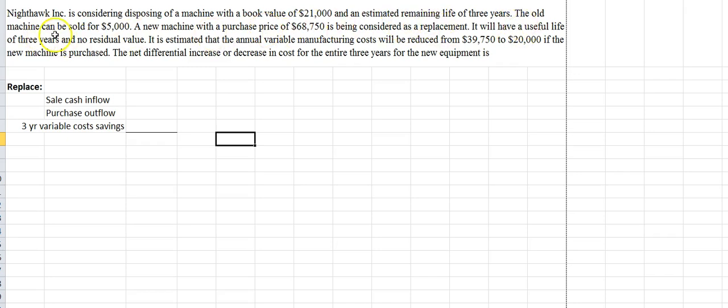The old machine can be sold for $5,000, right? So cash inflow is $5,000 if you sell the machine. It says a new machine with a purchase price of $68,750 is being considered as a replacement. So you're going to have a purchase price, a cash outflow of $68,750, right?